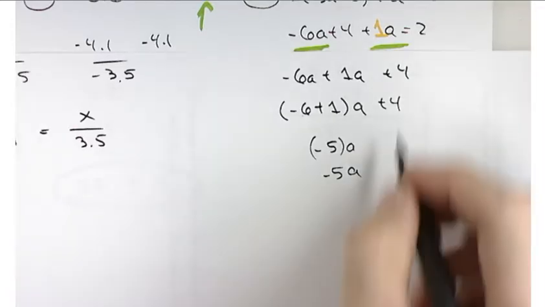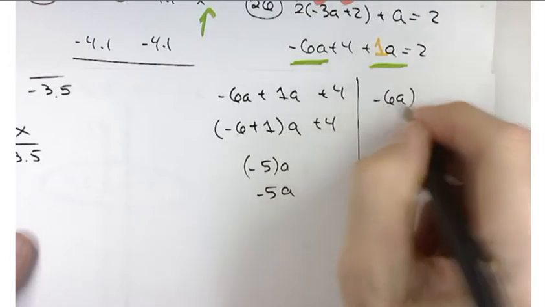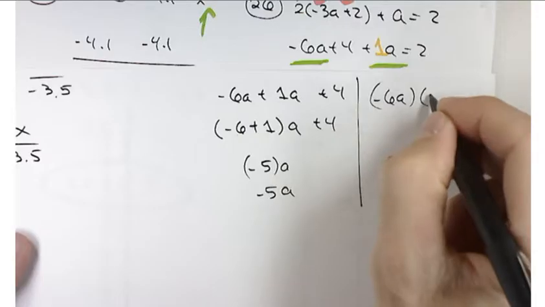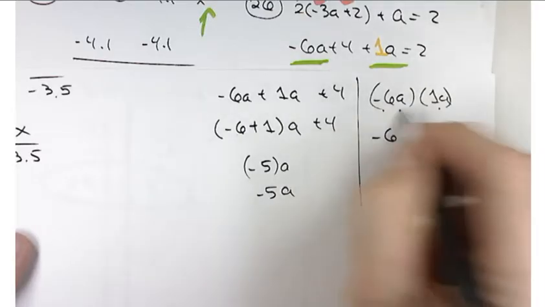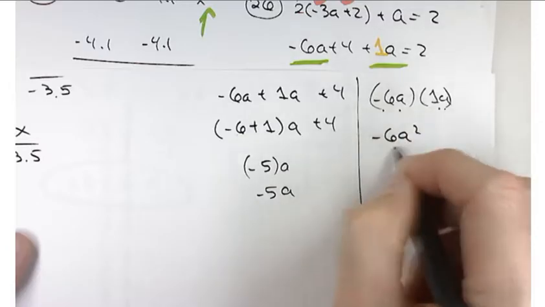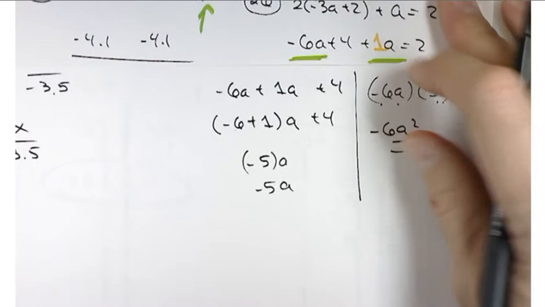Exactly. Where you would get the squaring is if you had negative 6a times 1a. Then negative 6 times 1 would be negative 6, and a times a would be a squared. So that's where you would get the squaring, as if it was a multiplication problem. All right? Thanks for that.